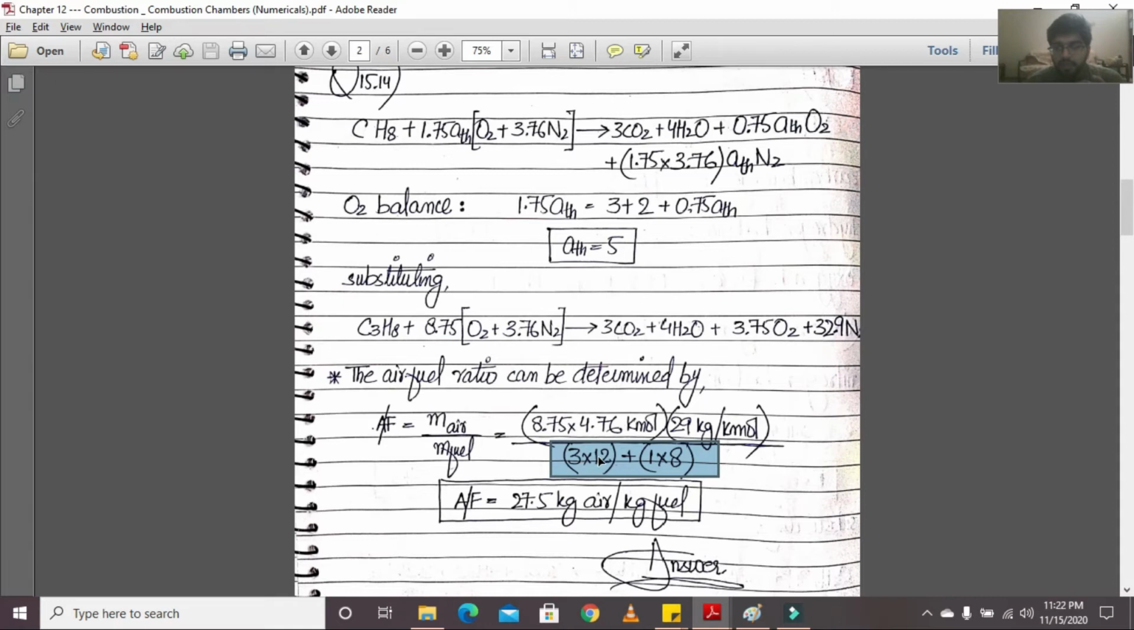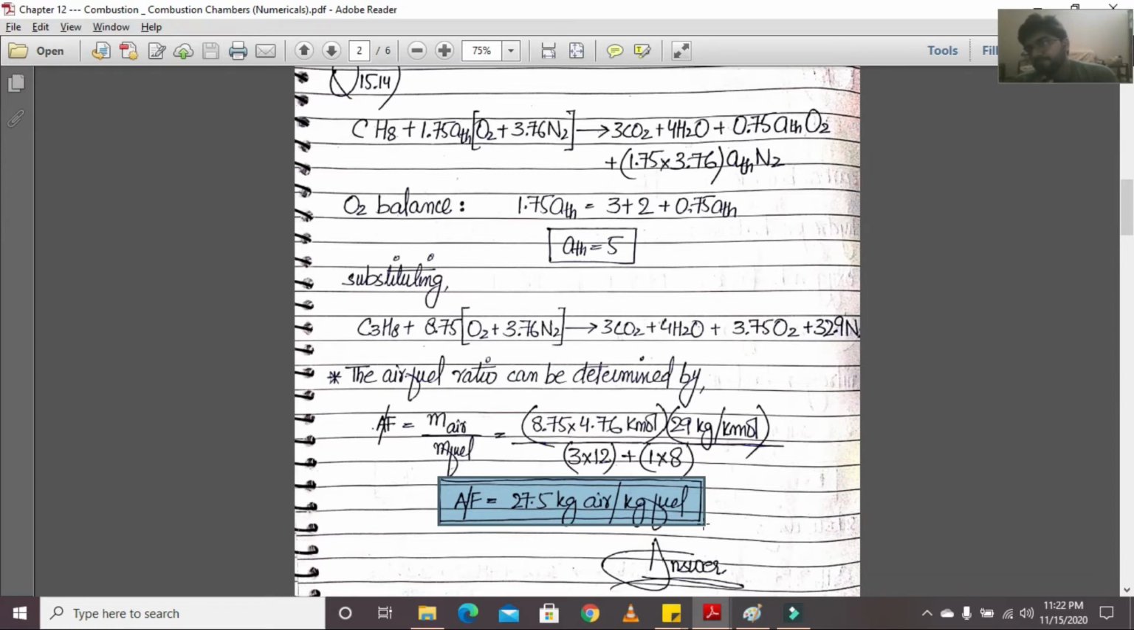I multiplied the carbon atomic mass 12 by 3, since I had 3 atoms of carbon, and the 8 atoms of hydrogen, I multiplied 1, which is the atomic mass of hydrogen, by 8. Then I get the value of the air fuel ratio, and it comes out to be 27.5 kilograms of air per kilogram of fuel.